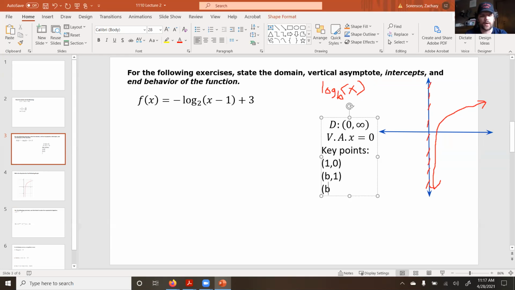And then if I really want a third key point, we usually don't do this because sometimes the b² is very hard to track down or very hard to evaluate. But if we want to, the third key point we can get is b², 2. So as an example, if this was a log base 3, then my 3 key points would be 1, 0, 3, 1, and then 3 squared is 9, so 9, 2. Usually we have actual values once we know what the base of our graph is, but these were just for any base.